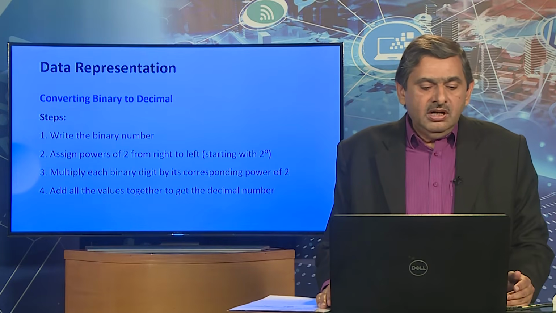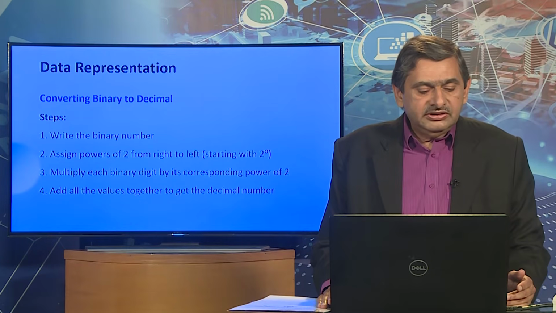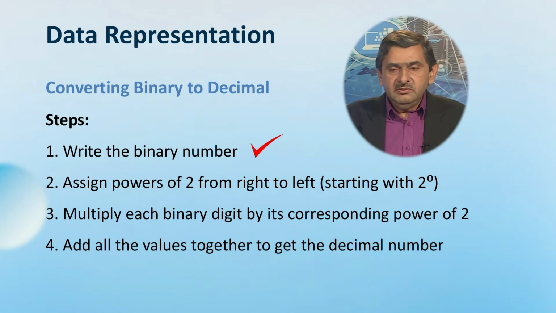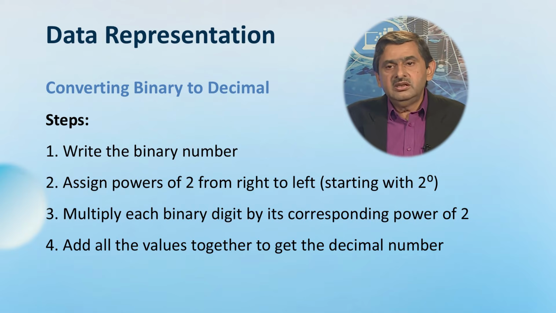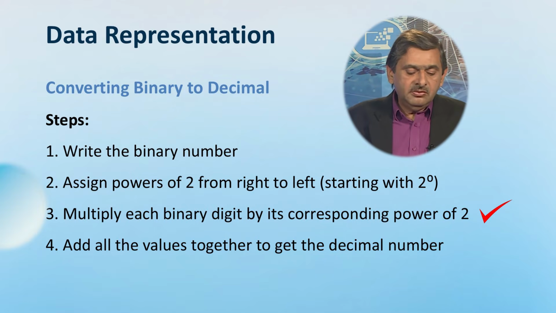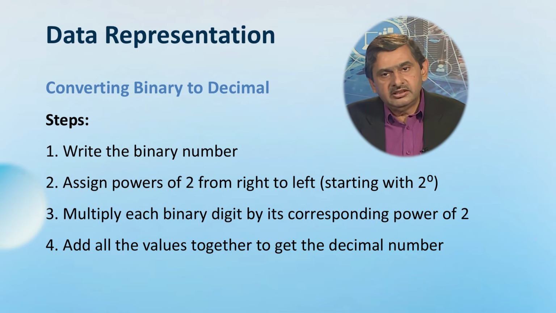Now, we discuss how we can convert a binary number to a decimal number system. There are 4 basic steps. In step number 1, we will write the binary number. In step 2, assign power of 2 from right to left starting with 2 raised power 0. In the third step, we will multiply each binary digit by its corresponding power of 2, and in the last step, we will add all the values together to get the decimal number.